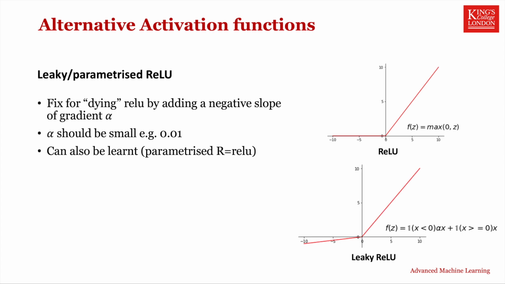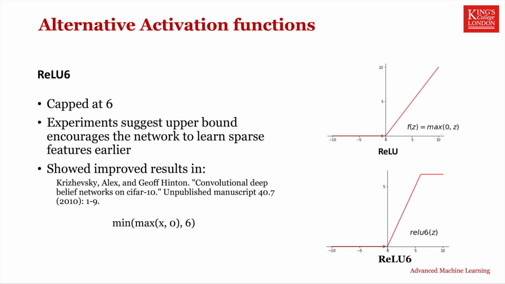To address this problem, teams came up with the leaky ReLU, which avoids this by adding a negative slope of very small gradient, for example 0.01. However, the specific value of the alpha parameter can be optimized. ReLU6 is another modification which caps the function at 6. This can be advantageous as it avoids activations from exploding, and some experiments have shown that it further encourages the network to use sparse features.